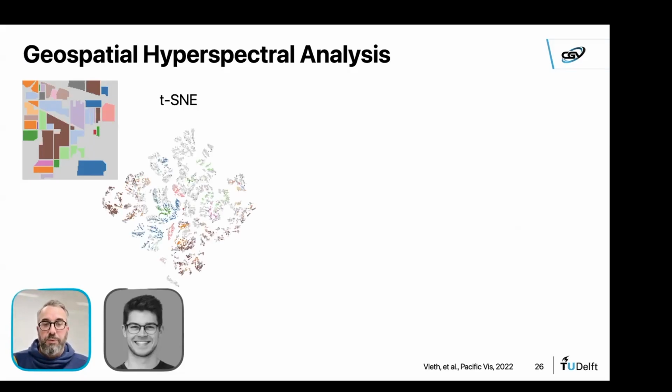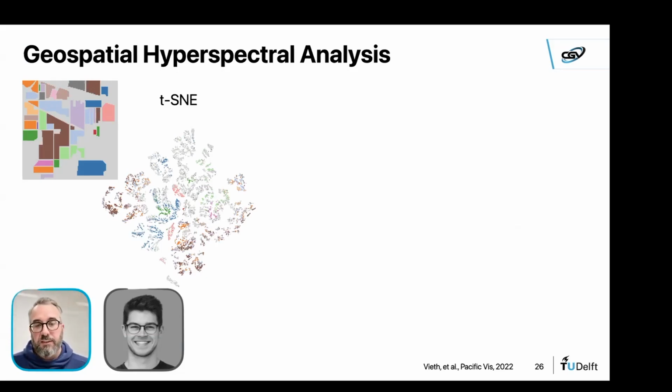So again, if we do a t-SNE, what you see here is the t-SNE embedding, now colored with the ground truth, right? All the light gray parts don't have a label, but you see all the labels distributed in the t-SNE. And while we do see some structure, we also see that they are kind of spread out.